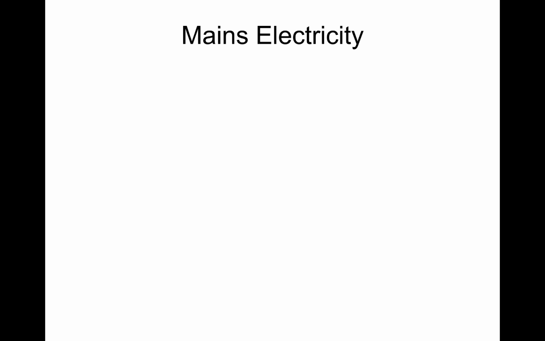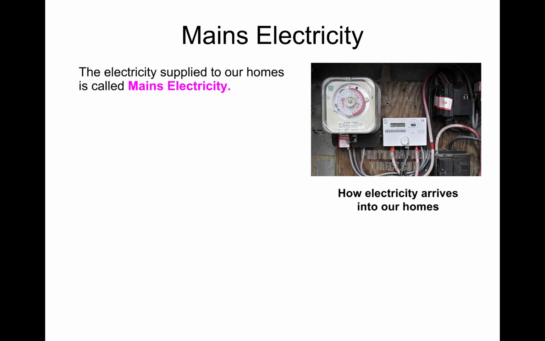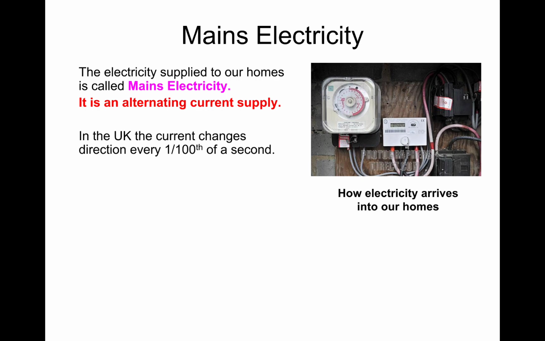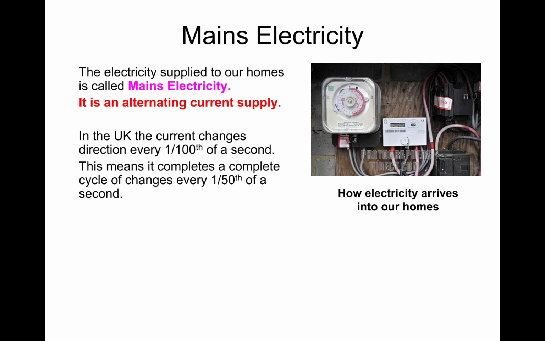Okay, so what about mains electricity? The electricity supplied to our homes is called mains electricity. It is an alternating current supply. And in the UK, the current changes direction every 1/100th of a second. So this means it completes a complete cycle of changes every 1/50th of a second.